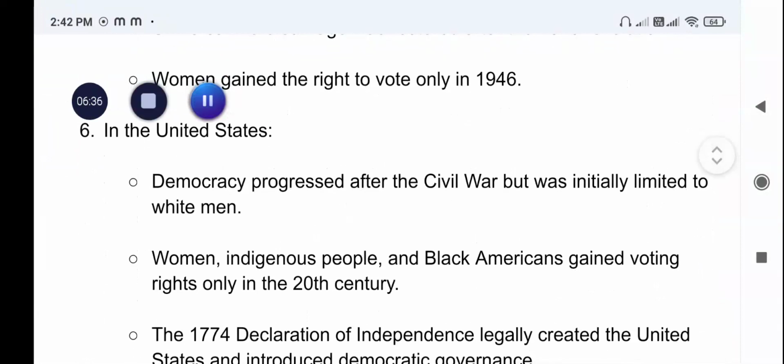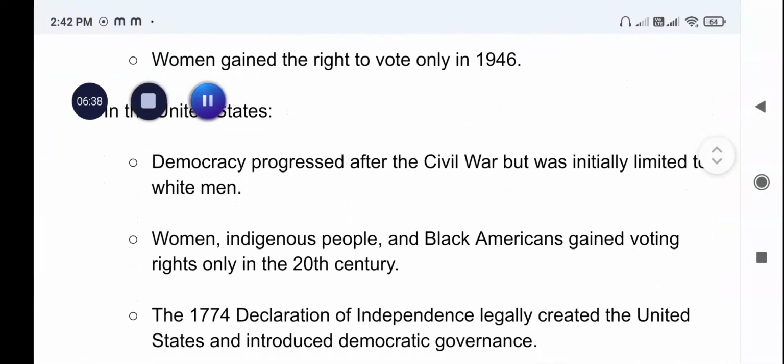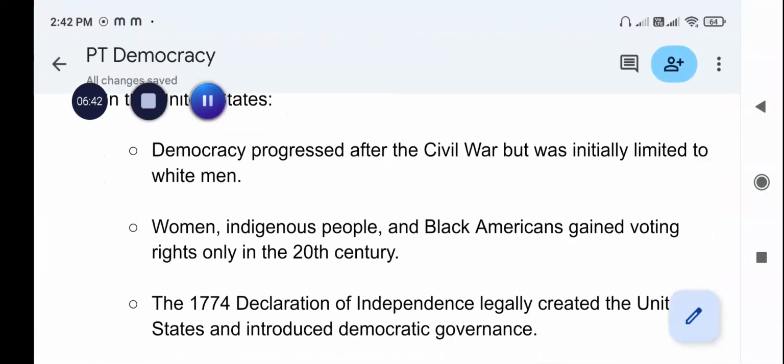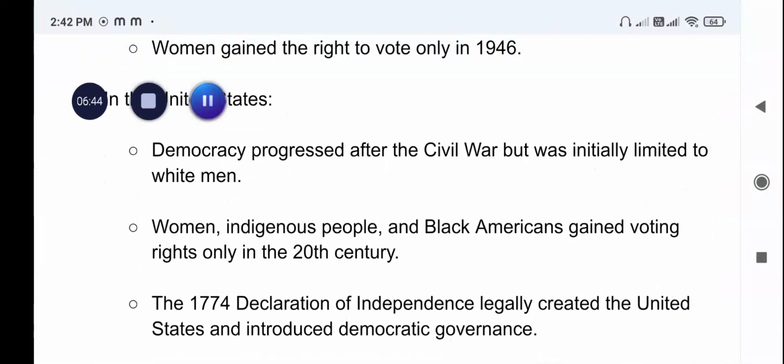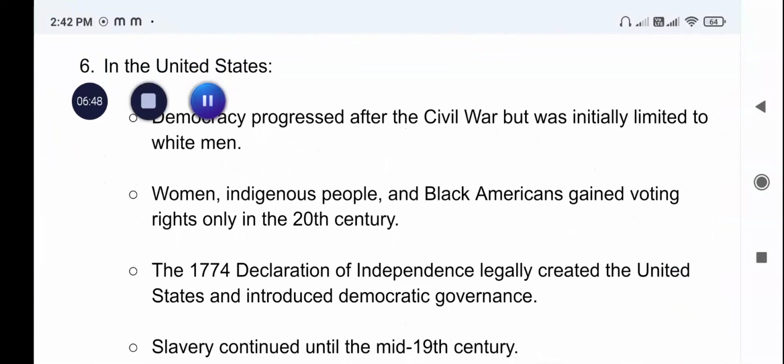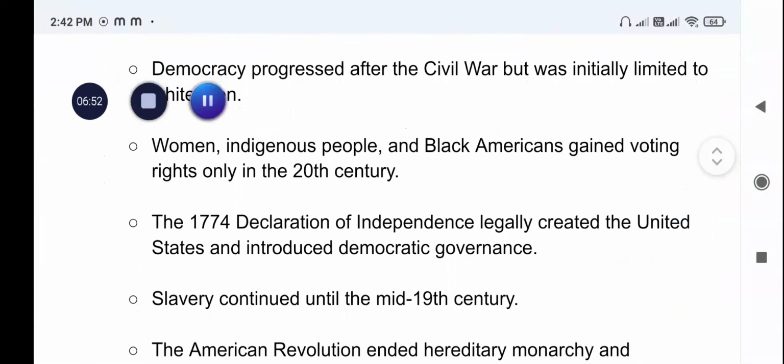Now in the United States, democracy progressed after the Civil War but was initially limited to white men. Women, indigenous people and black Americans gained voting rights only in the 20th century.